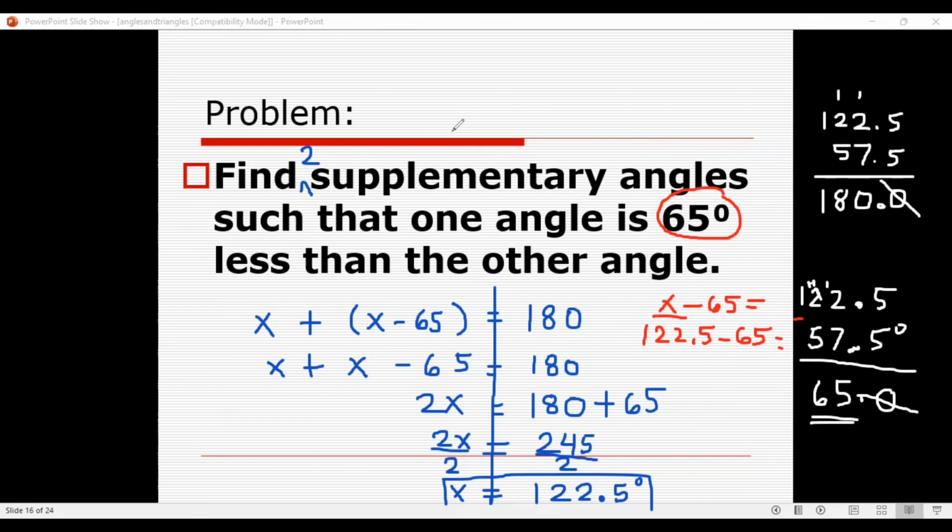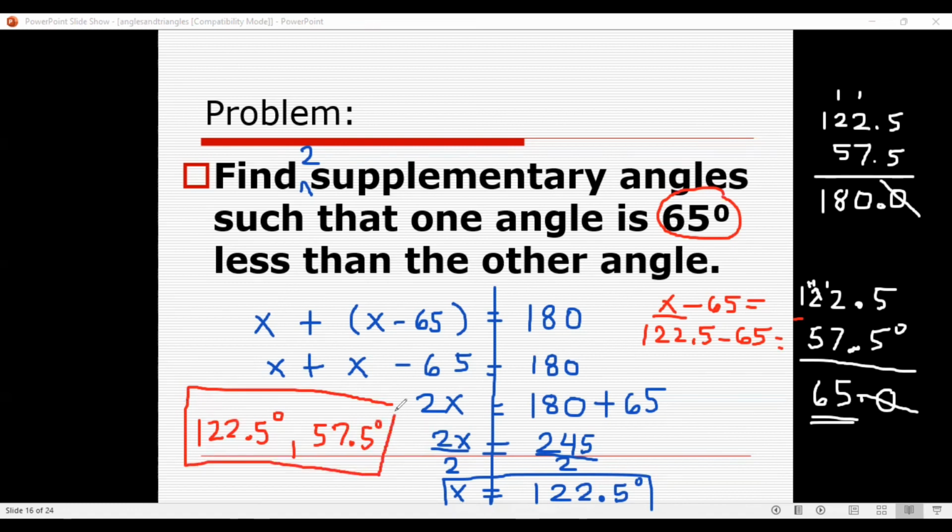And so, the answer to this problem, you can now say that the measures of the two angles are, first, 122.5 degrees, and the other angle is 57.5 degrees. These are now the answer for this problem. So that is how you deal with supplementary angles.